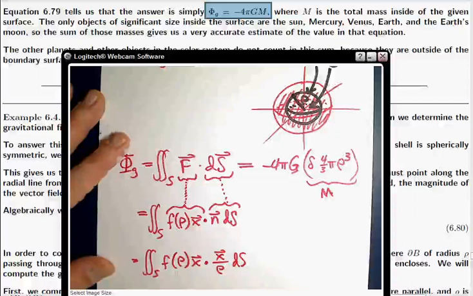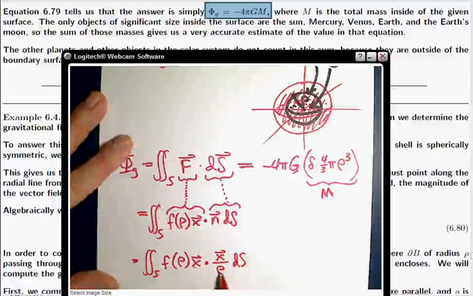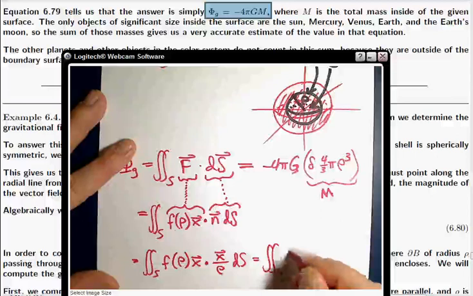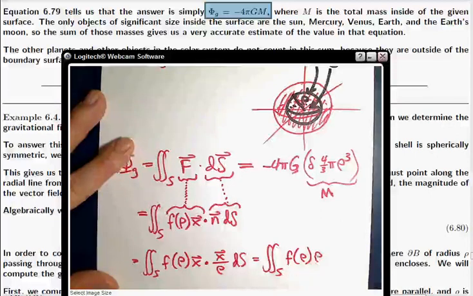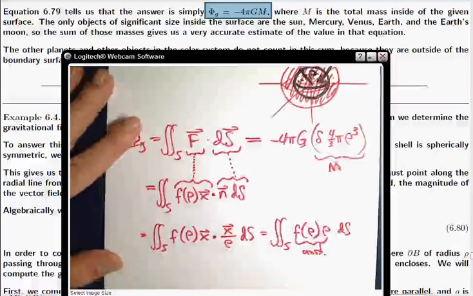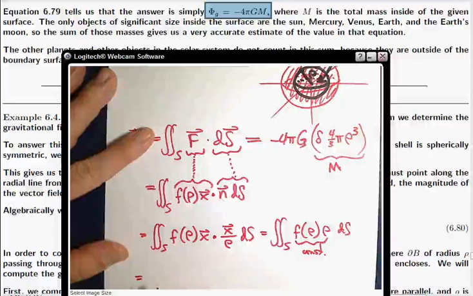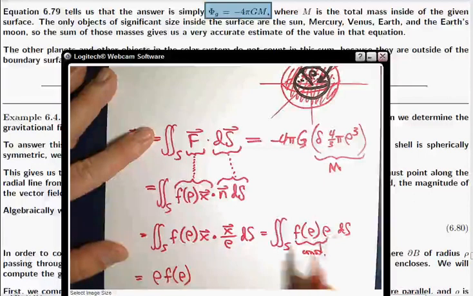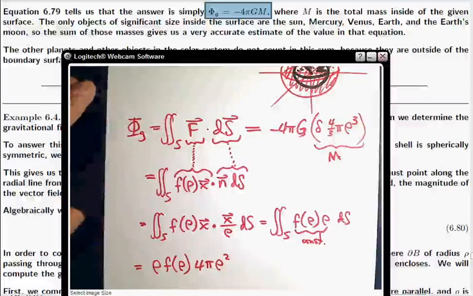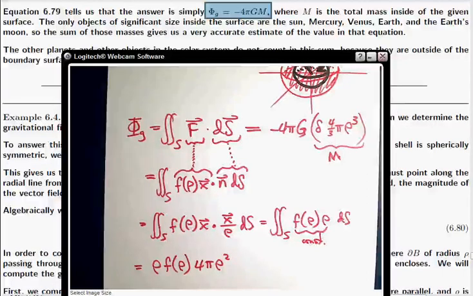So altogether, x dot x, of course, is length squared. Length is rho. So I have length squared divided by length. So I have f of rho times rho ds. This is all constant. And since that's a constant, I can factor it outside. That gives me rho f of rho. And then just the surface area of the sphere, which is 4 pi rho squared. Is that cool? Okay. All right.